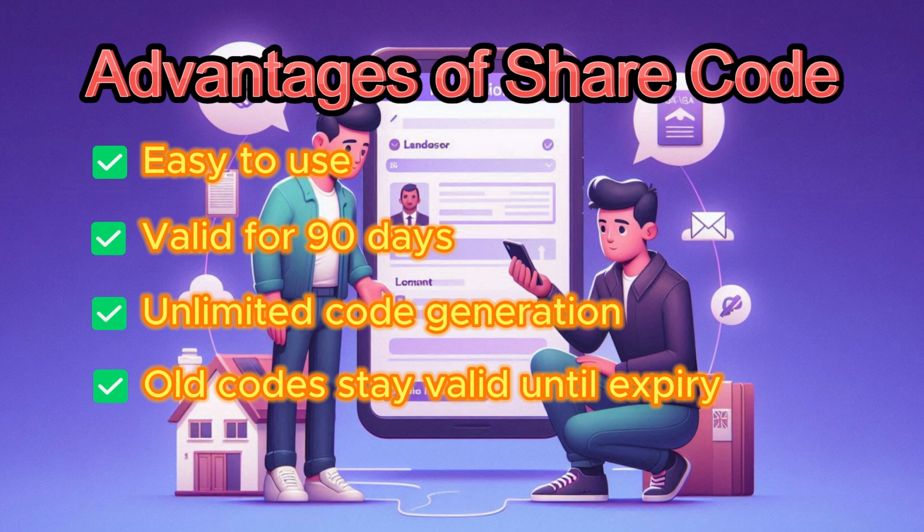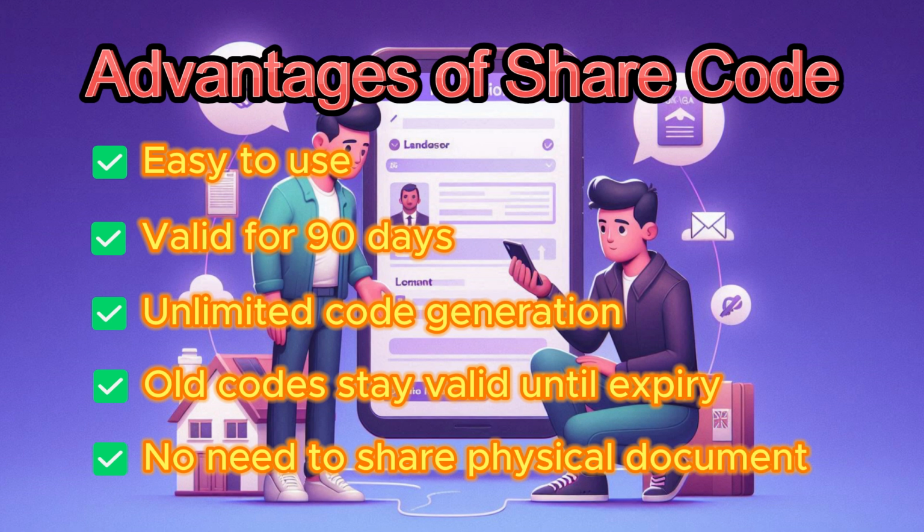The best part? It's fast and secure. Instead of handing over physical documents like your passport or biometric residence permit, BRP, the share code allows you to quickly prove your immigration status online.